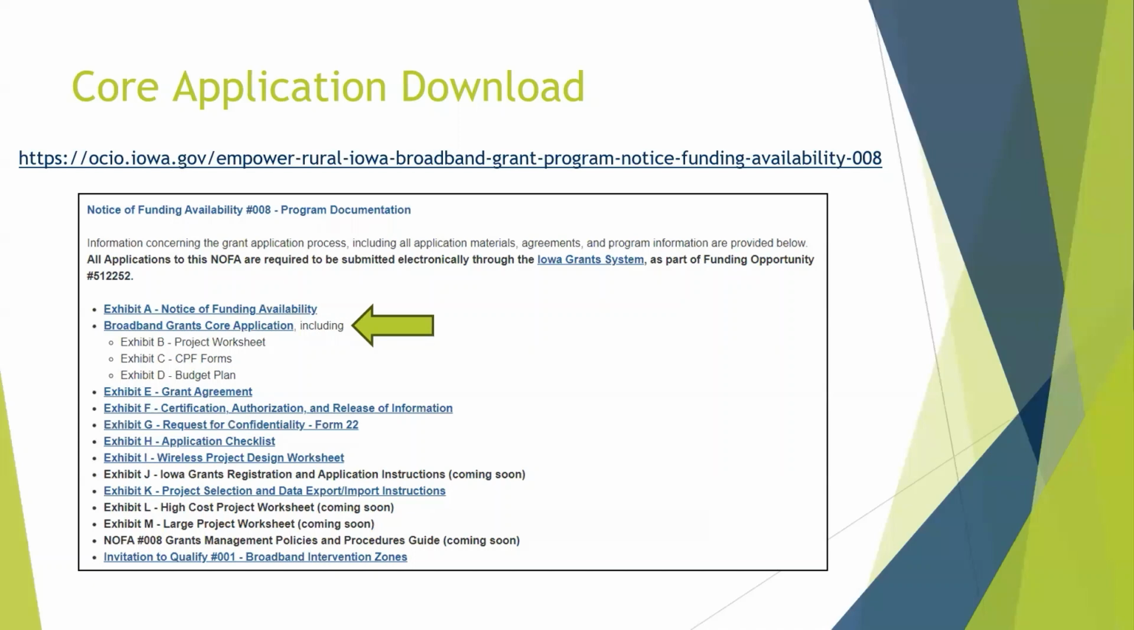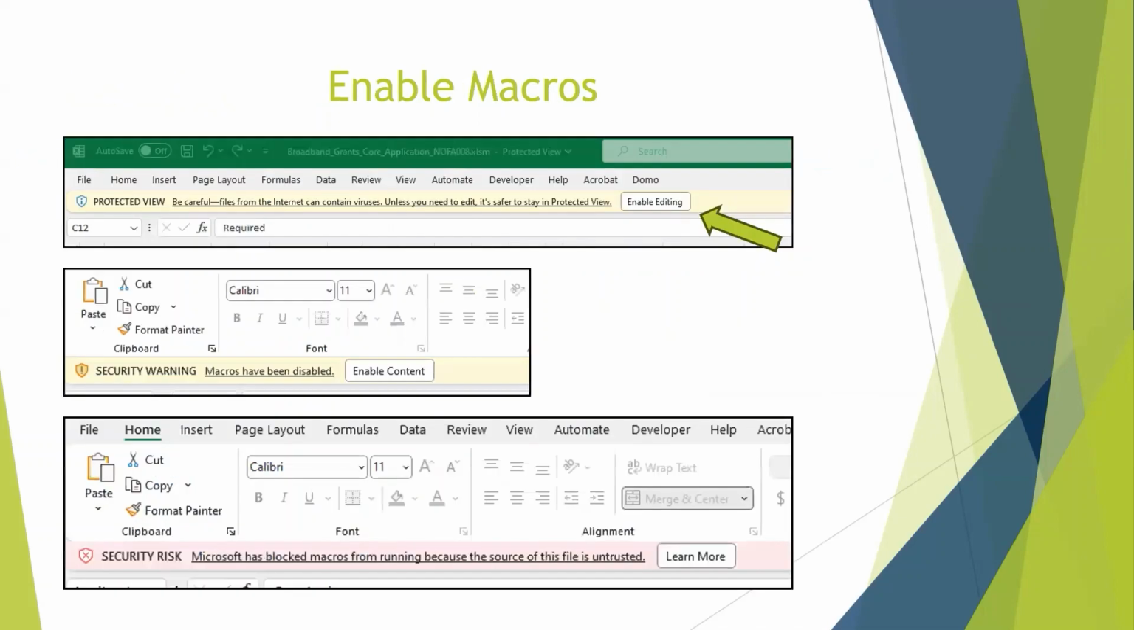The first step is to go to the NOFA 8 page of the OCIO website and download the Broadband Grants core application. It is important to ensure that macros are allowed to run on your machine, as this is an Excel workbook with embedded macros necessary for the function of the application.